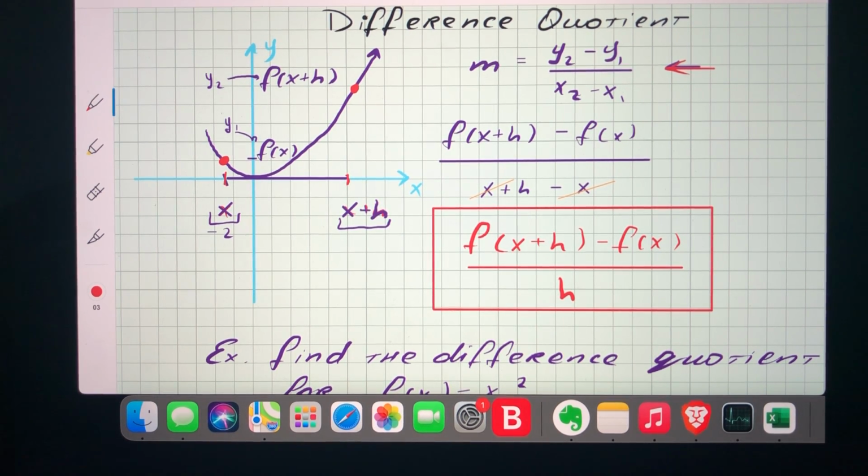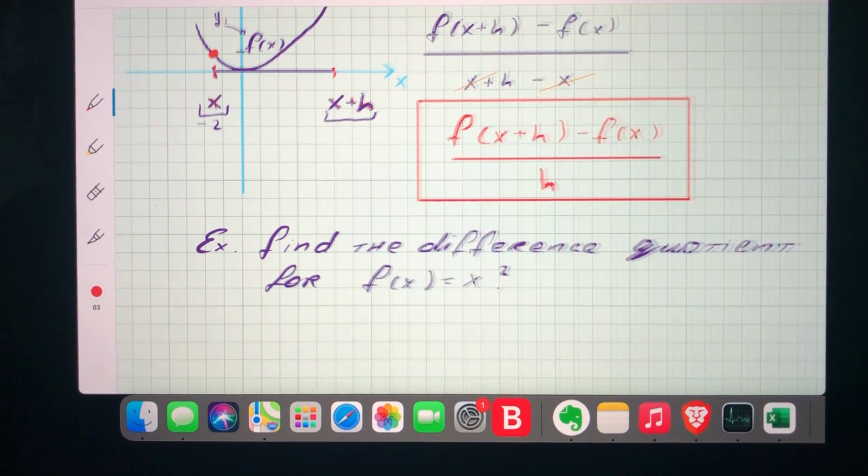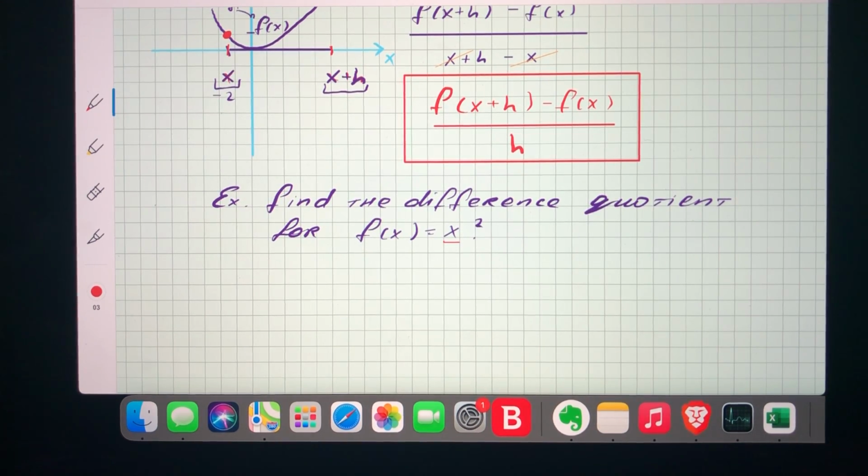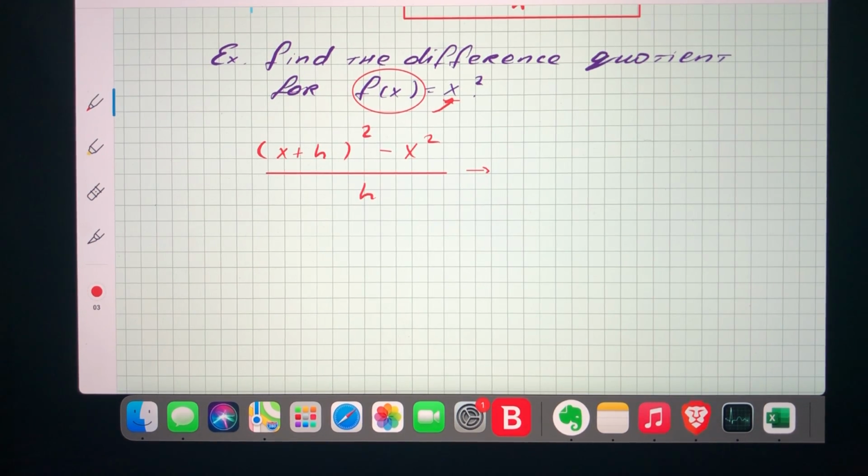So now let's use this formula to find the difference quotient for the quadratic. So here is x squared. First, we need to figure out what is f of x plus h, which means in place of the x, we're putting in x plus h, and that makes x plus h squared. Minus, that came with the formula, the f of x, that's the original function, which is x squared, divided by h. So now we do some algebra to simplify.